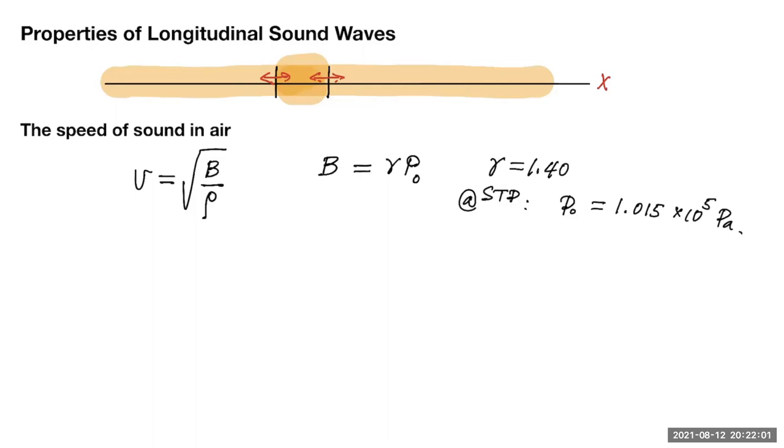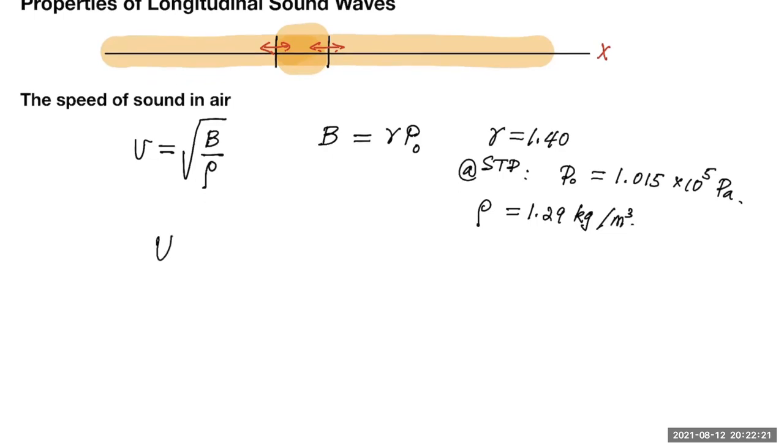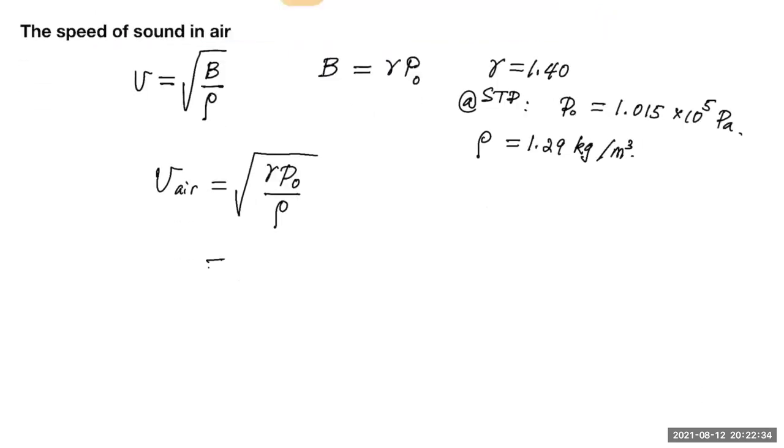Okay, now we have the value of gamma and P naught to calculate the bulk modulus for air. What about the density? Well, under STP, the density of air is 1.29 kilograms per meter cubed. So with all the numerical values, we can calculate the speed of sound in air. In air, it is equal to the square root of gamma P naught over rho. We can plug in all the numerical values, and let's see what we come up with.